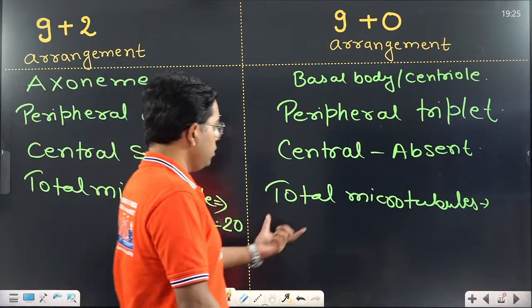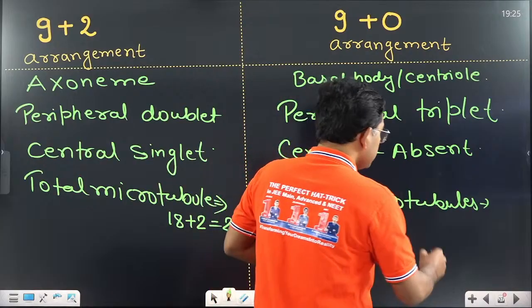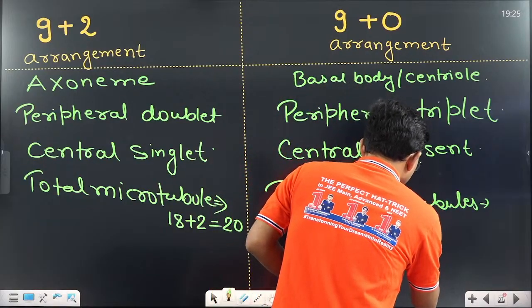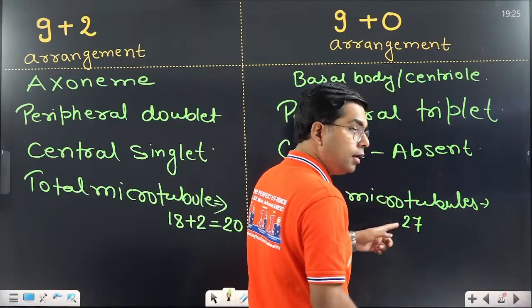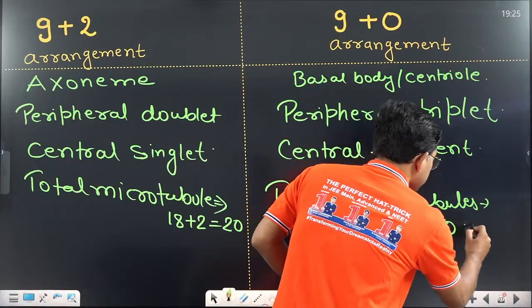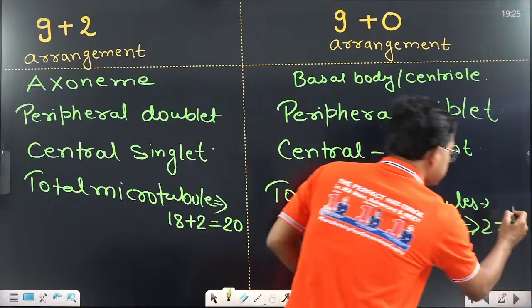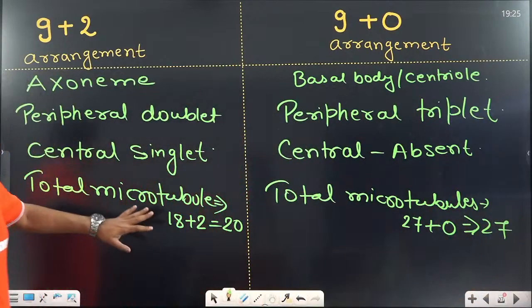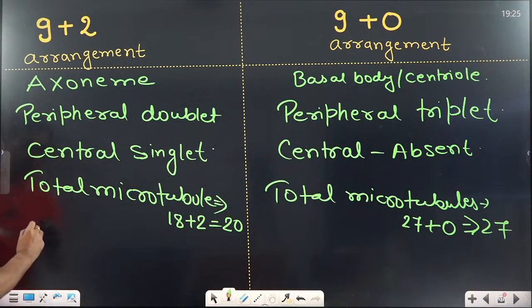Now here total microtubule will be, simply 27 peripheral and 0 central. So total will be 27. This point clear?